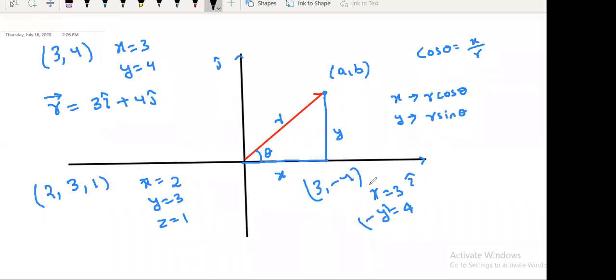Negative sign means direction. Means if I'm writing -3 I cap, right? It means the 3 unit in minus x axis. Got it? 3 unit in negative of x axis. Got it?